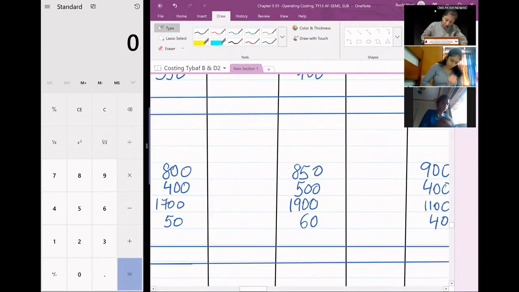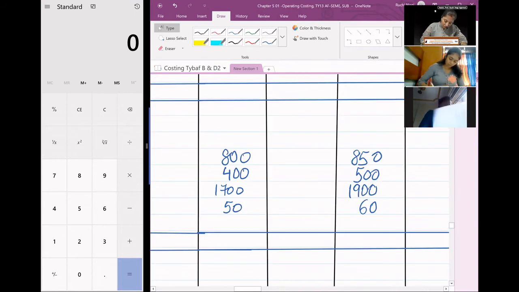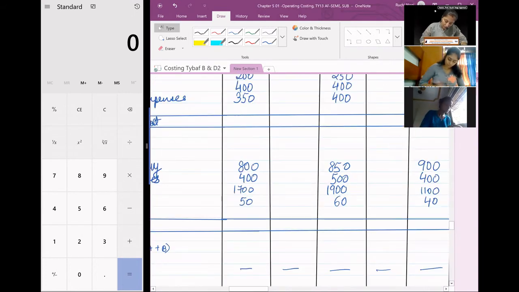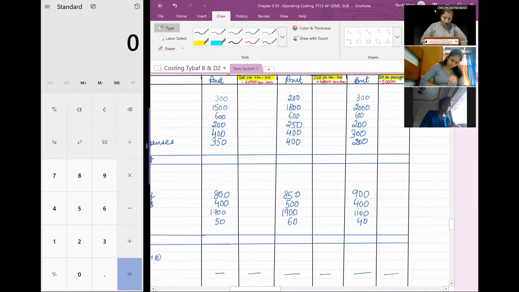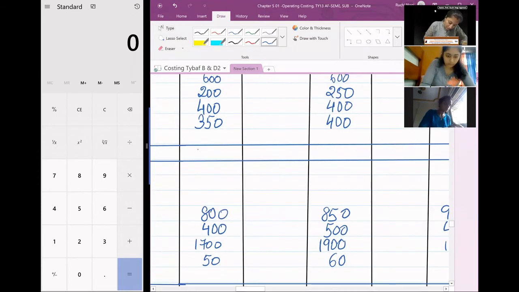Okay, that's it. Now total it. Fixed cost total करो. 15 plus 3, 18. 18 plus 6, 2400. 2600. 3000. 3350. 3350. Okay. Yeah, very good, Haniksha.